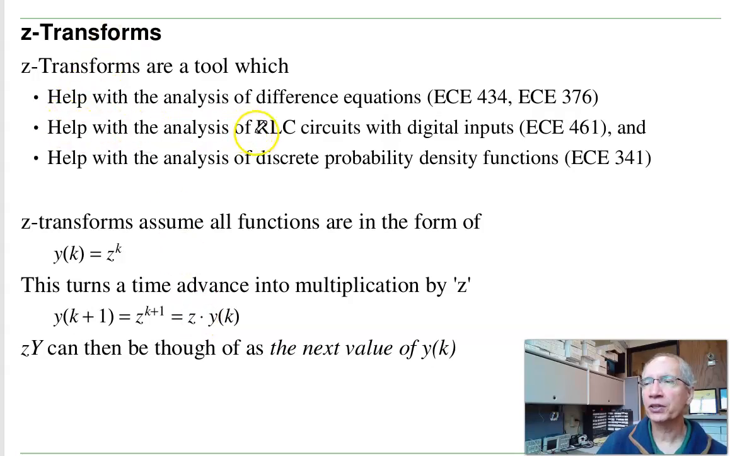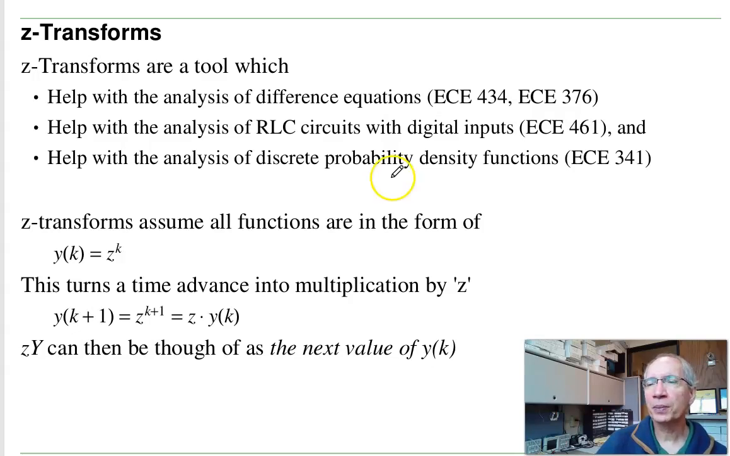Z-transforms help with analyzing circuits where the inputs are digital, such as a microprocessor. I'm going to output a voltage and update it every 10 milliseconds, every time I go through the loop. That's where we use z-transforms. They also help in analyzing probability functions with discrete events, like rolling a die. The value can be discrete numbers 1 through 6, or the number of rolls until I get a 1. That's 1 roll, 2 rolls, 3 rolls. Those are discrete numbers. In those situations, we also use z-transforms.